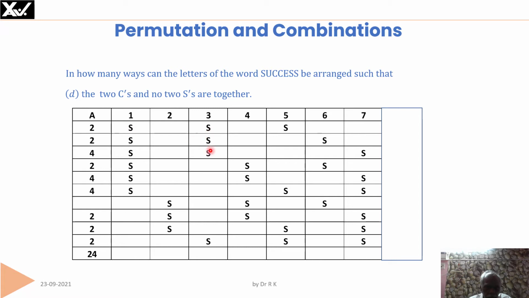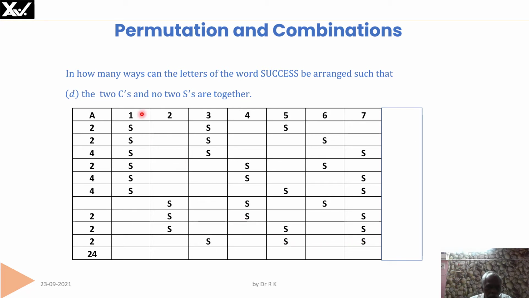Second S can be in the third place or fourth place or fifth place. If second S in third place, the third S can be in fifth, sixth or seventh place. If the second S is in fourth place, it can be in sixth place or seventh place. And if the second S is in fifth place, only possible way is third S in seventh place. Similarly, if I put S in the second place, you have got 3 arrangements. If I put S in the third place, you have got only 1 arrangement, fifth and sixth, seventh place.